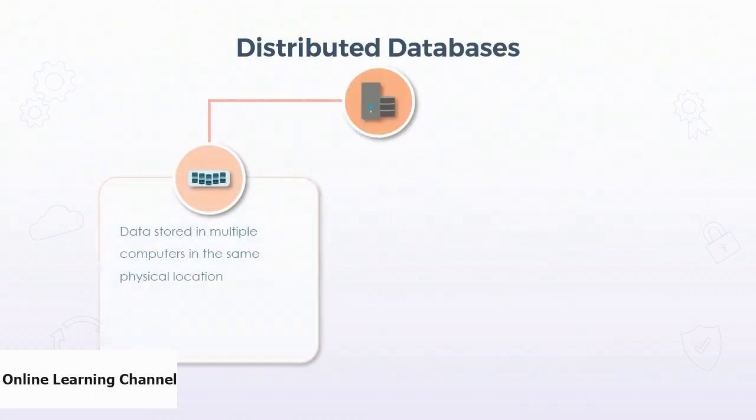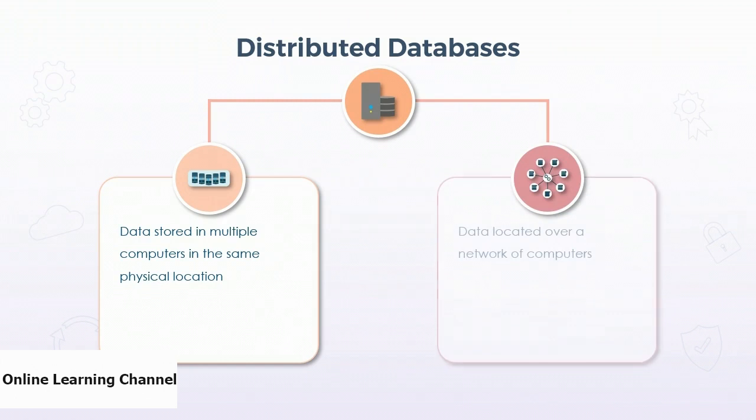The complexities of transactionality are only compounded by distributed databases, as is common in today's cloud architectures. In distributed databases, data can be stored in multiple computers in the same physical location, or even located over a network of computers that might be widely distributed physically. This adds the complexity of network traffic to the transactionality equation. For this reason, distributed databases have the concept of eventual consistency.